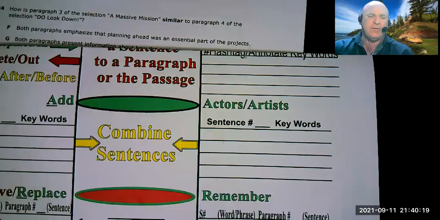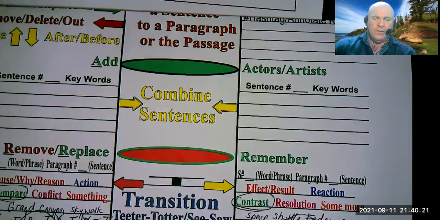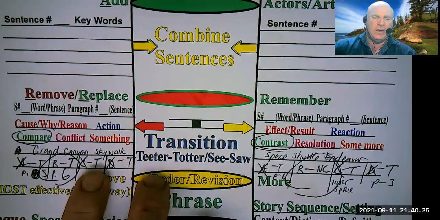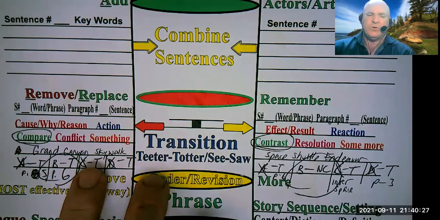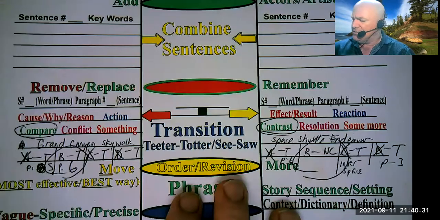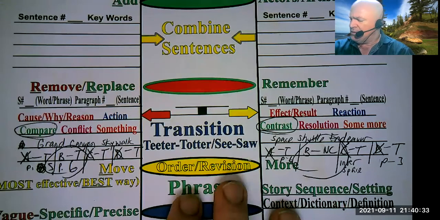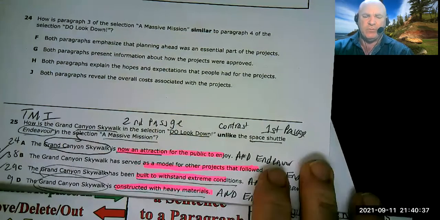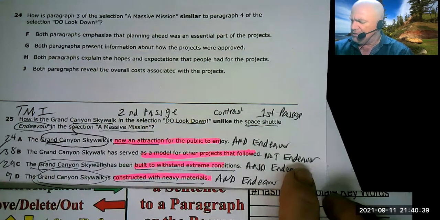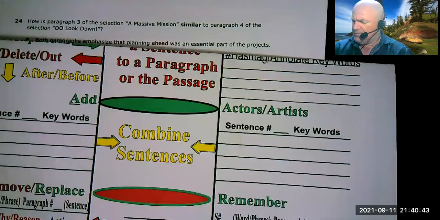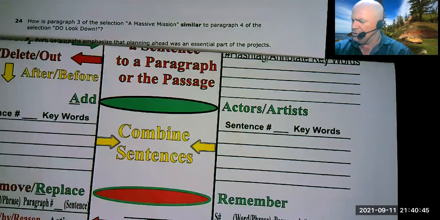But let's go ahead and find out that we can find letter C in both passages, which would make them similar, not different. So letter C says, the Grand Canyon Skywalk has been built to withstand extreme conditions. So it is true.